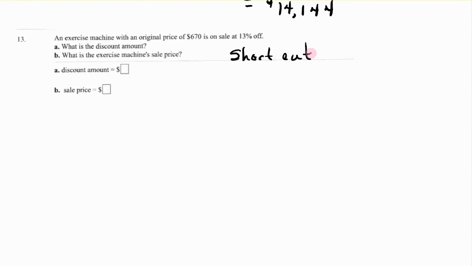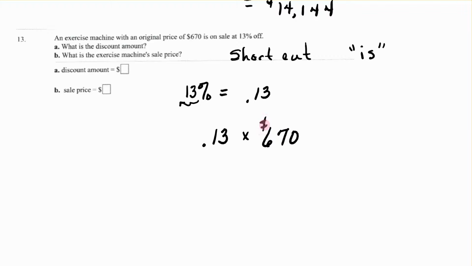This only works when you're looking for the is number. You take the percent, you change it to its decimal form, 0.13, and you multiply 0.13 times the cost, which was $670. And that's going to give me $87.10.